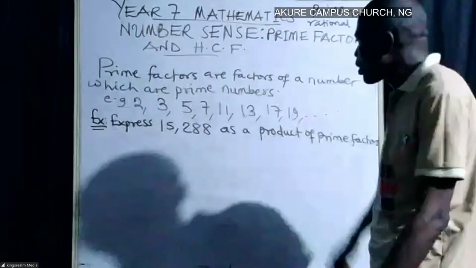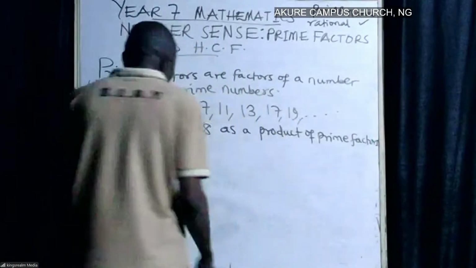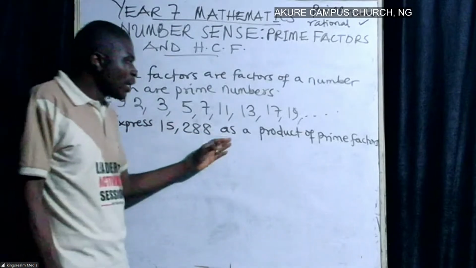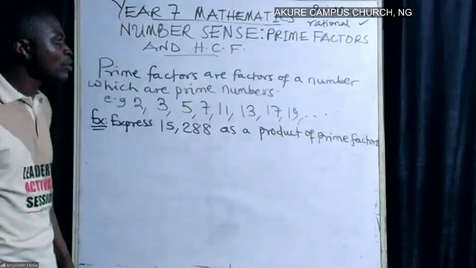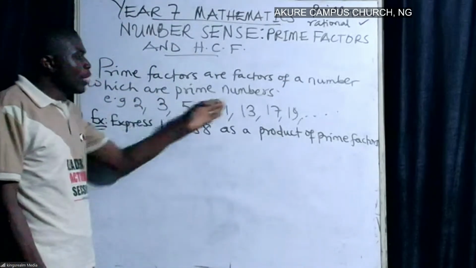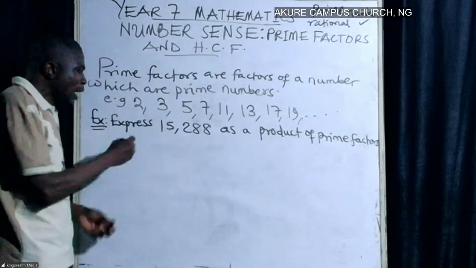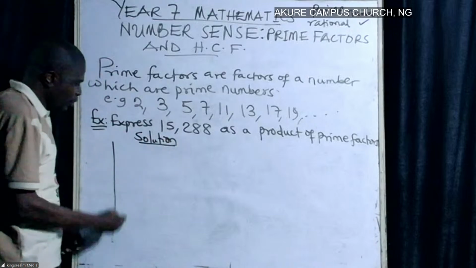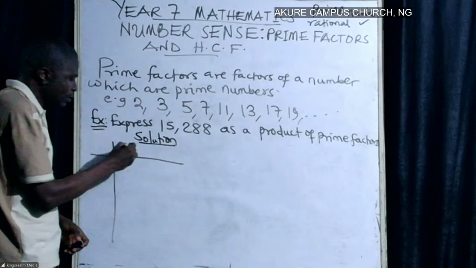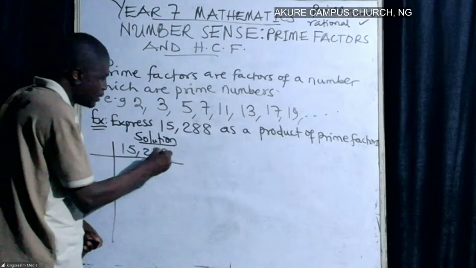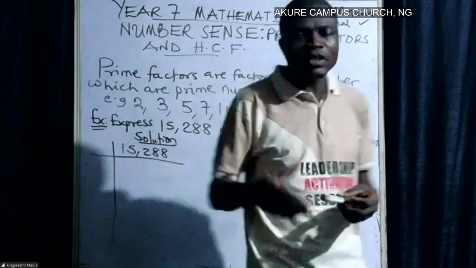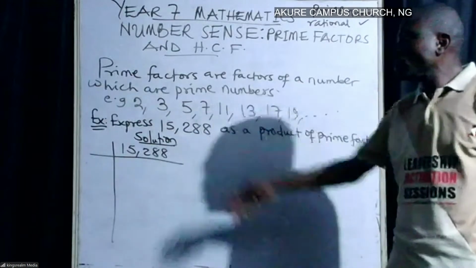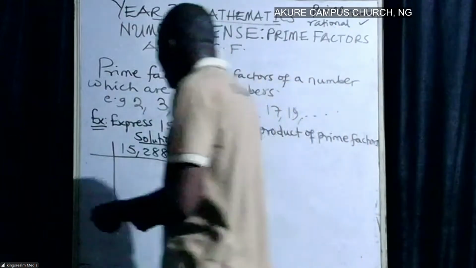So we want to look at an example. Express 15,288 as a product of prime factors. Now that we know examples of prime numbers, to do that, we are going to write out the number that we have been given, 15,288. I'm starting with a big number so that you can see different prime factors that you can use to divide a big number.